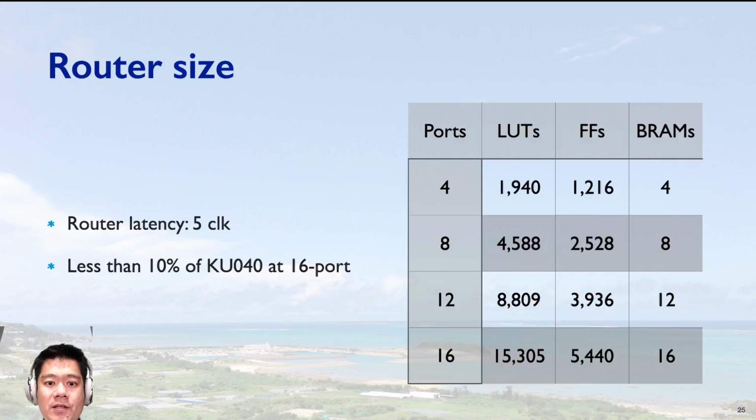And here is the size of the router with different configurations of port number. A 60-port router still fits in 10% of a Kintex Ultrascale 040, so it's very small. The latency is fixed to 5 clock cycles without any collision.